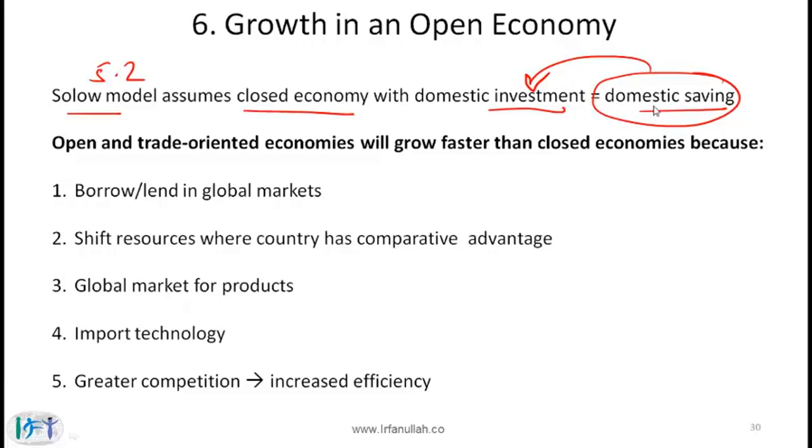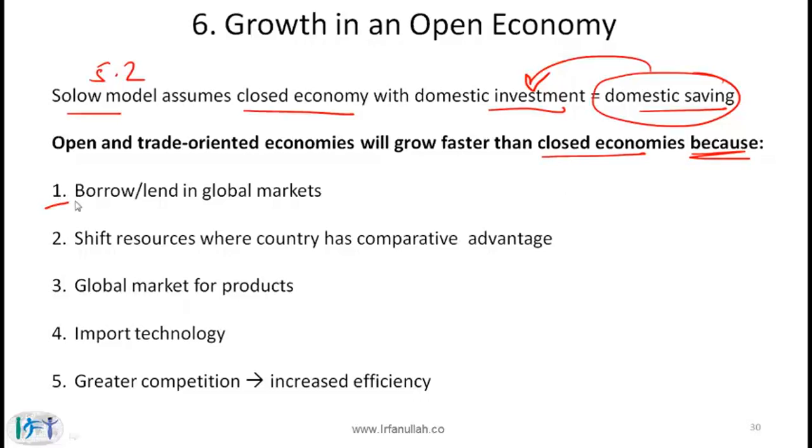Now, what if we open the economy to trade and capital flows? I will give you the bottom line statement first, and then we will talk about various explanations. The core statement is that open and trade-oriented economies will grow faster than closed economies. And essentially, this section talks about why this is the case. So let's look at the first high-level explanation for why open and trade-oriented economies grow faster.